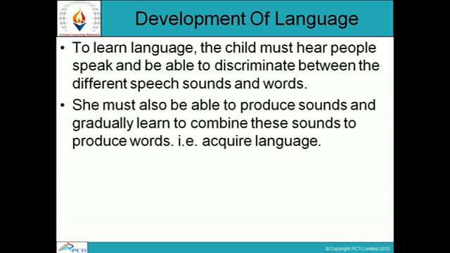Whenever the sounds are combined, these produce words. So the child must also be able to produce words. The child must also be able to gradually learn and use these speech sounds so that a proper language is formed through which the child is able to communicate his or her emotions to the family members.